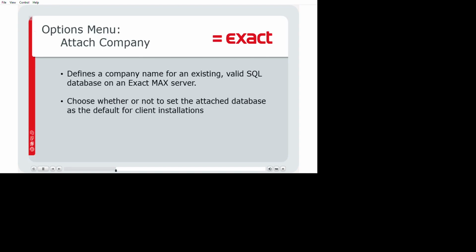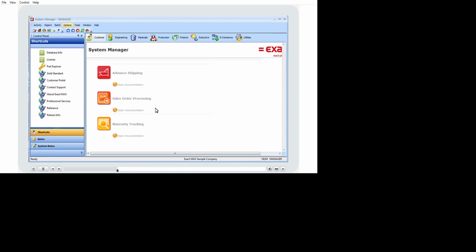Attach Company is another options menu item. This utility defines a company name for an existing valid SQL database on an Exact Max 5.5 server. You can choose whether or not to set the attached database as the default for client installations. From the System Manager, click on the Options menu and choose Attach Database.